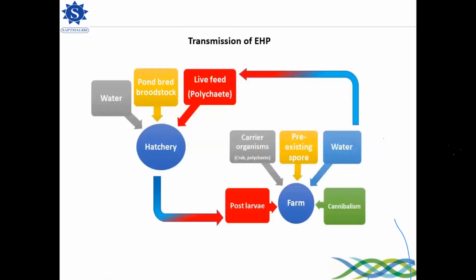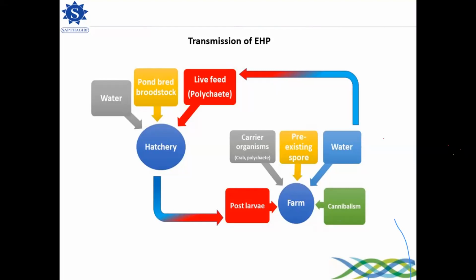Transmission of EHP in farms and hatchery. In farms, the source of EHP is mainly post larvae, because there are reports of EHP incidents in inland as well as in new farms. So the major source of EHP in a farm is post larvae, or sometimes the existing spores from previous culture, or contaminated water from the source.